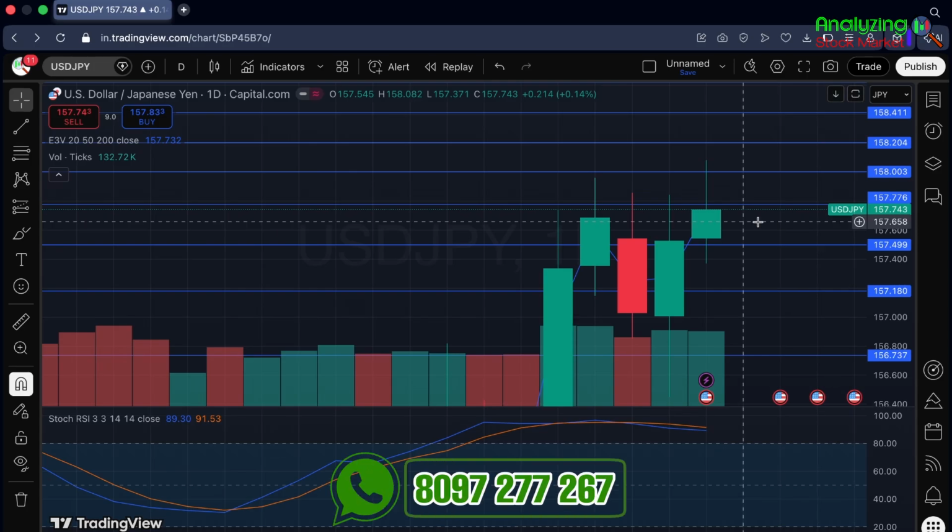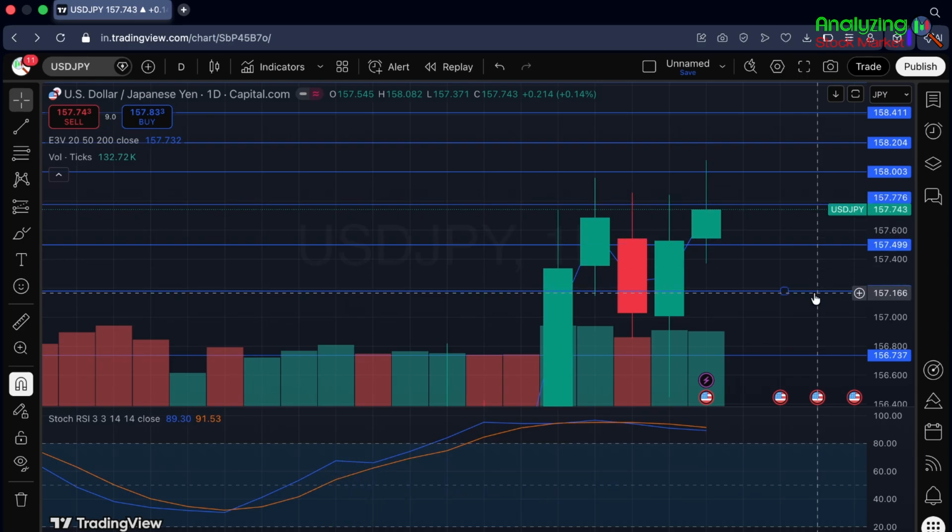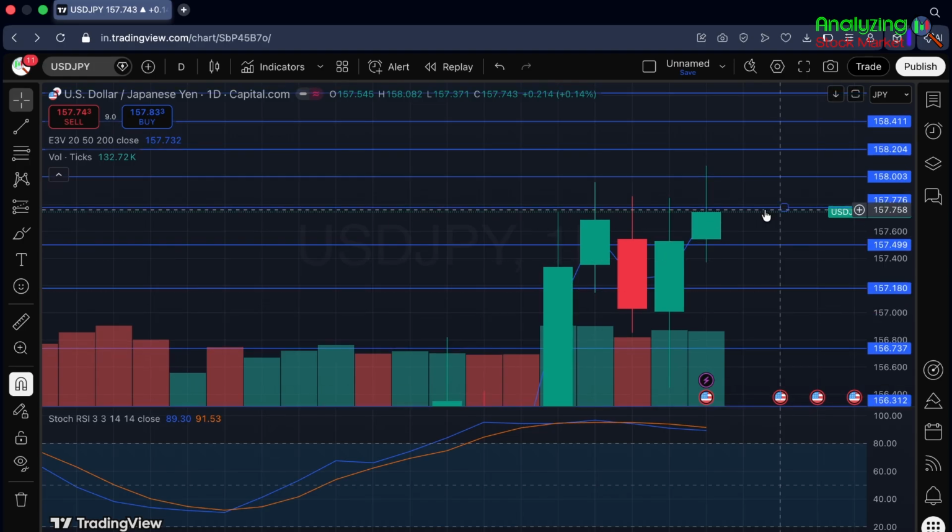So now let's talk about the closing first. Here 157.743 is the closing. The direct support is 157.499. The direct resistance is 157.776. After the direct support, there is a support at 157.180 and then 156.737. After the direct resistance, there is a resistance at 158.003 and then 158.204. These are the important support and resistance zones which will help you take better stop loss and target levels for this week.